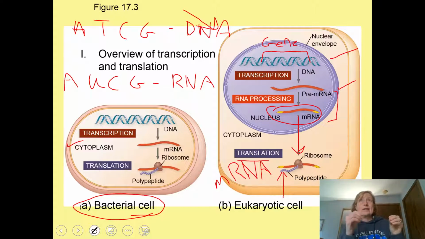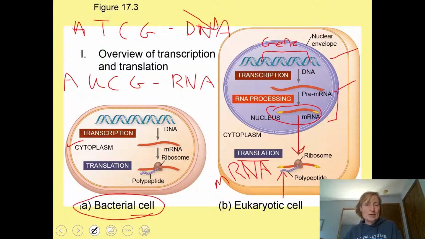So in translation, there's machinery like ribosomes and tRNA molecules and other enzymes and energy that's used to take the nucleic acid code of RNA and convert it into an amino acid code of proteins. That's why we say that we're translating, because we're changing the language here from nucleic acids to amino acids.